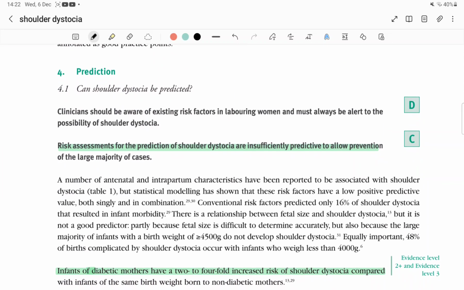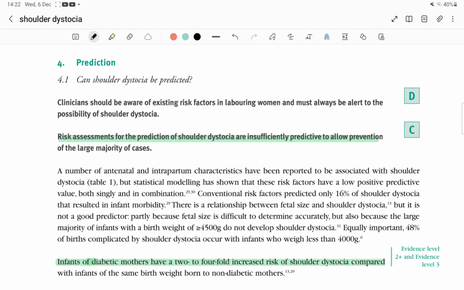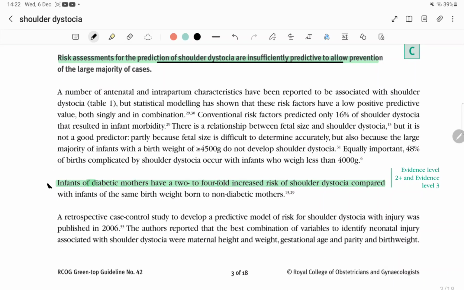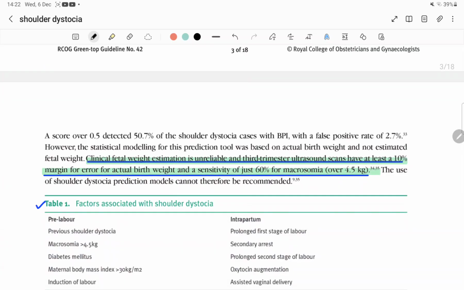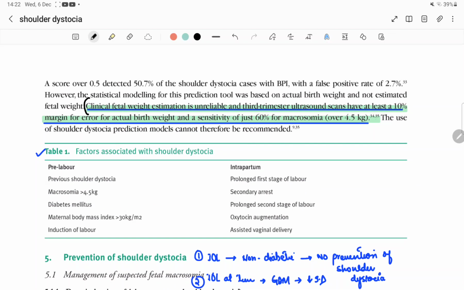Now how can we predict shoulder dystocia? We have certain risk factors for these women, but the risk factors can never predict shoulder dystocia, so they are insufficient for predicting. This is an important question: infants of diabetic mothers have a 2 to 4-fold increased risk of shoulder dystocia. The other thing is, this point was important for the clinical candidates, I want to tell you that gynae and obs is interrelated. Okay? So whenever you get knowledge from one place, you have to apply it to the other.